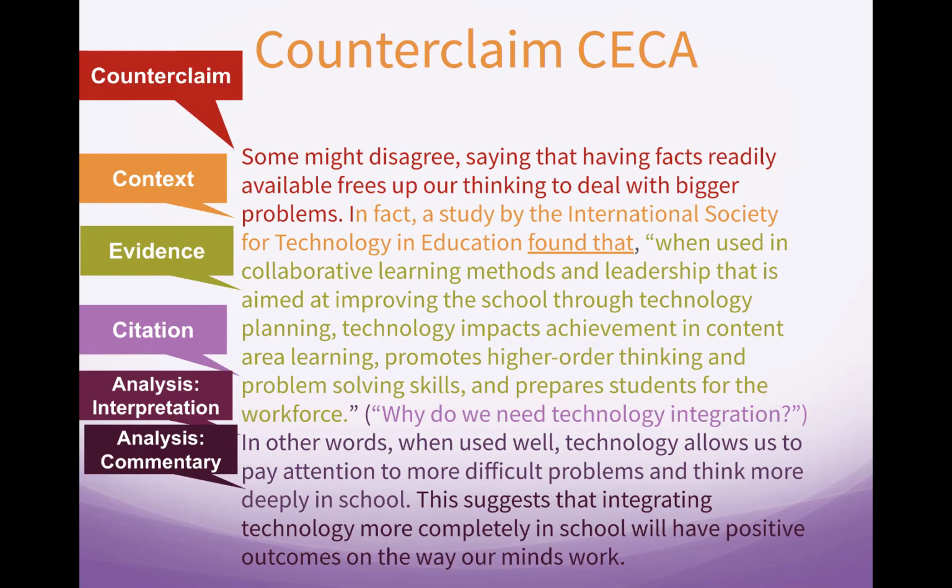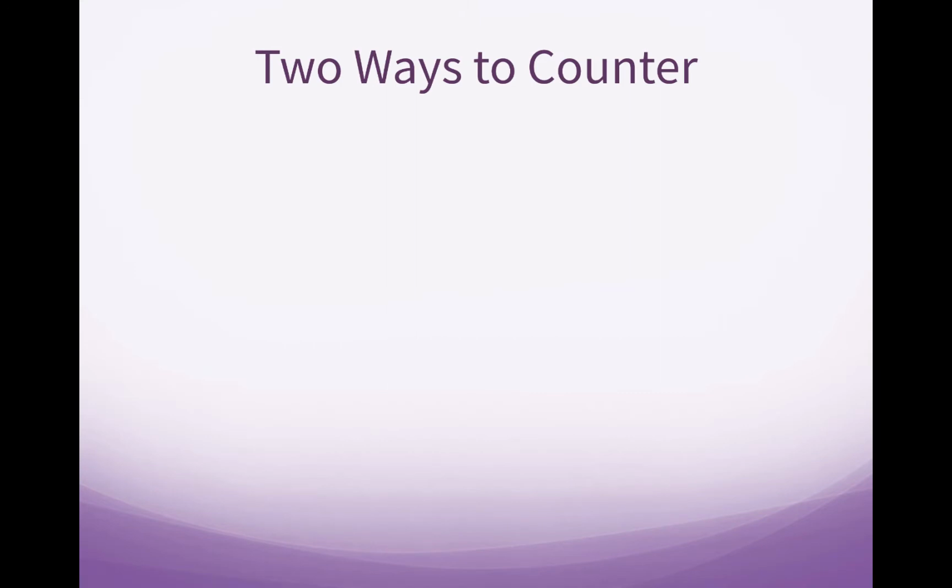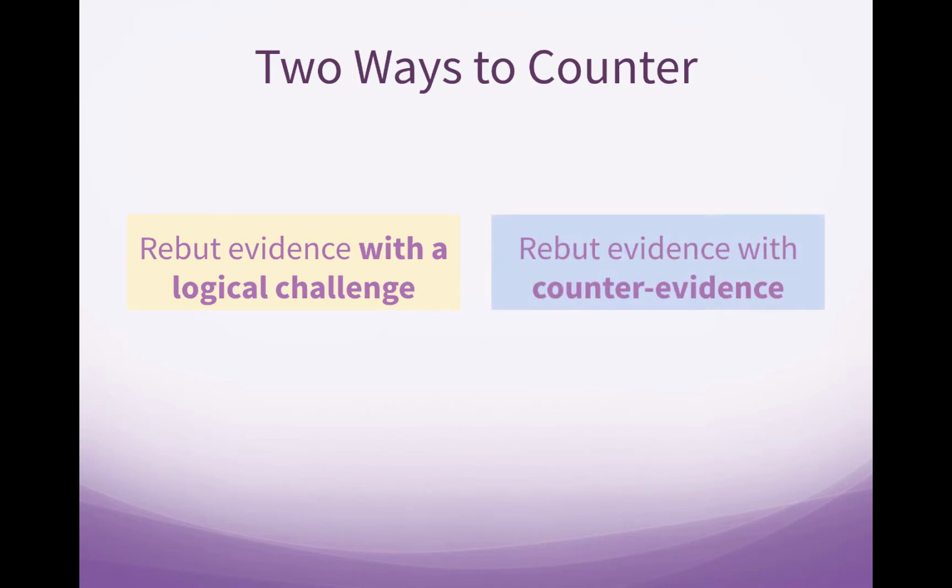So notice that I've introduced an opposing claim, and I've laid out how they would analyze their evidence using the full CECA process of context, evidence, citation, and analysis. So now that I've introduced and explained the perspective of the opposing argument, I now have two options for how to respond. I can choose to use a logical challenge, or I can choose to respond with counter-evidence.